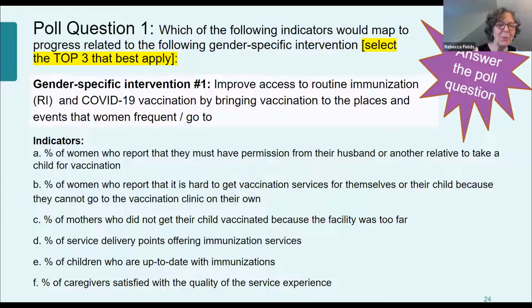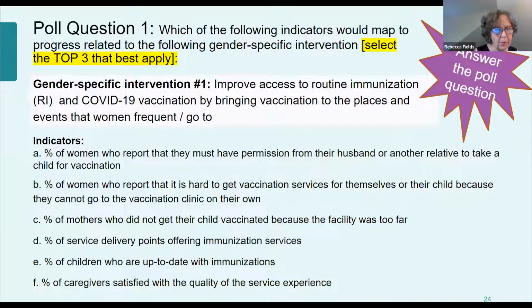So the possible indicators from which you can choose are A, the percent of women who report that they must have permission from their husband or another relative to take a child for vaccination. Again, think about whether that possible indicator relates to improving access by bringing services closer to women. B, percent of women who report that it is hard to get vaccination services for themselves or their child because they cannot go to the vaccination clinic on their own. C, percent of mothers who do not get their child vaccinated because the facility was too far.